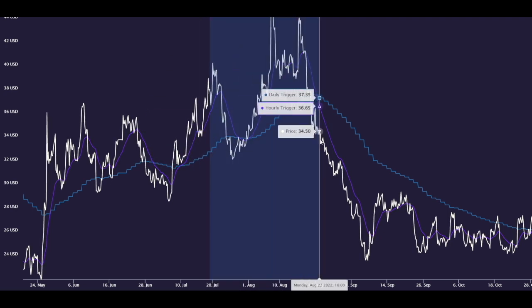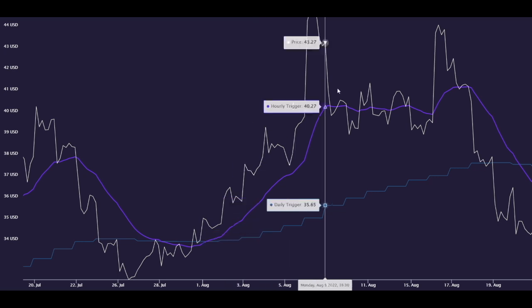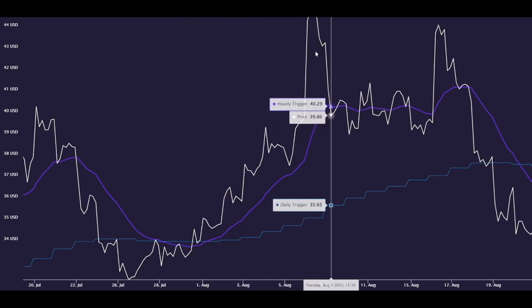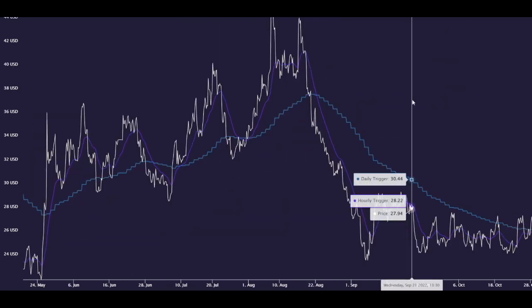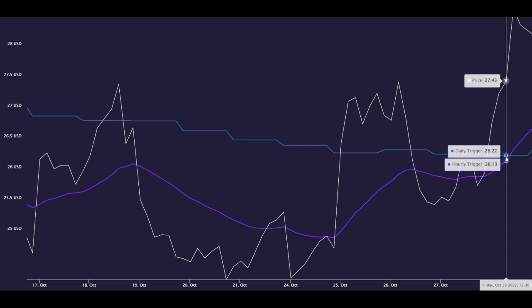And then here we have an airplane setup, which is when the hourly trigger comes down, kisses off the daily trigger, and returns back up. And that's also really bullish, and price went from 33 up to 47. So, pre-split, that's like a $58 move. So right now, we're in a very similar setup.